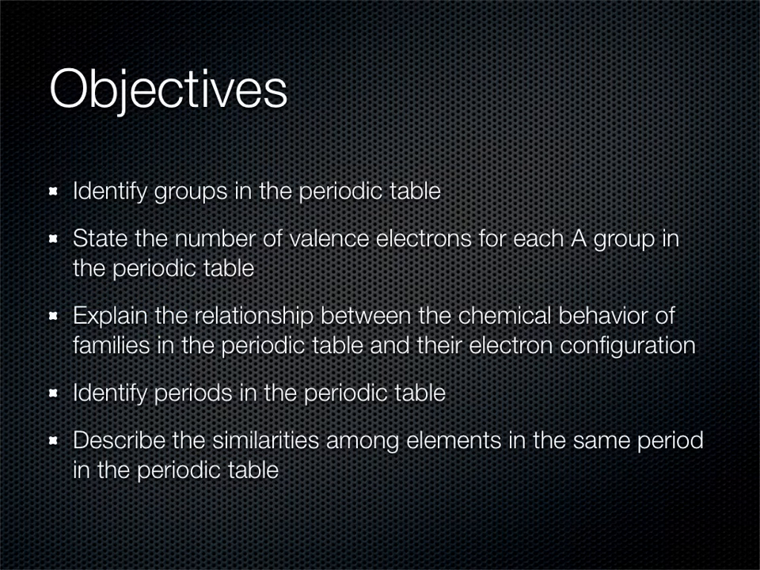All right, here's the objectives. First of all, in this lesson, section 8.2, we want to be able to identify the groups that are on the periodic table and talk about valence electrons for each one of those. And then talk about the relationship between behavior of the families and their configurations. And then we're going to get into periods, and last, similarities among elements in the same period in the periodic table.